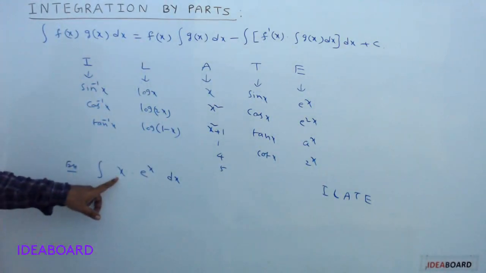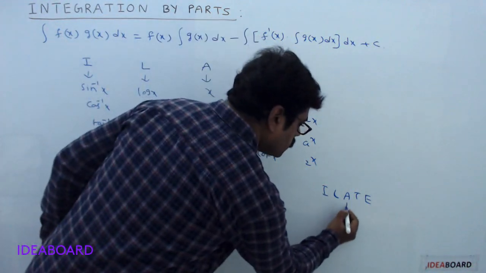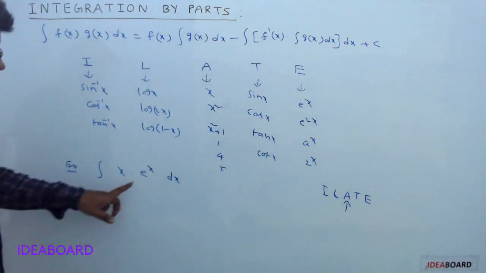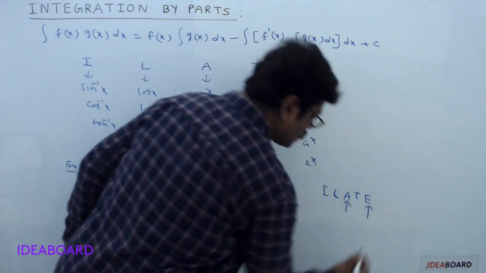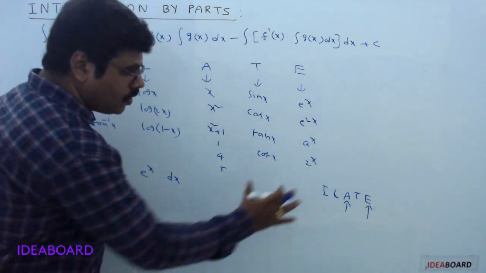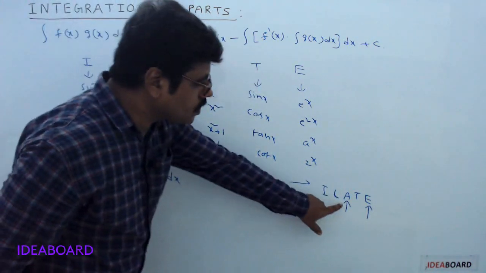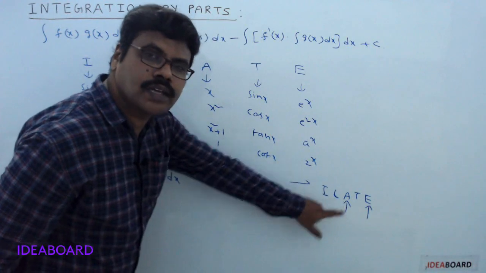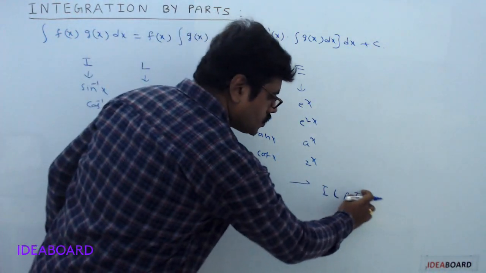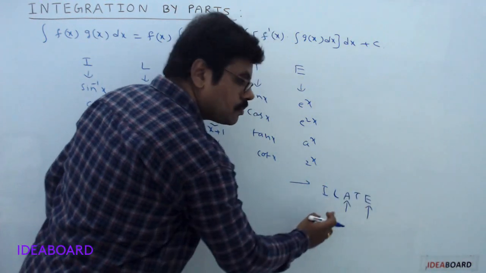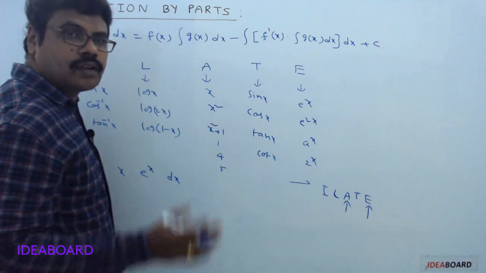Here x is nothing but an algebraic function. Now this function comes under the algebraic functions. Next, e power x. This function comes under the exponential function. Now when you observe this from left to right, which function comes first? Algebraic function. Among these two, which function comes first? A. That is nothing but an algebraic function.